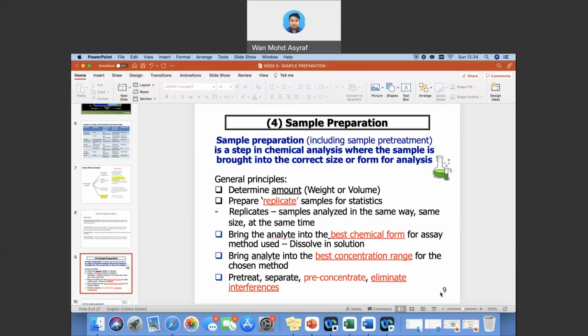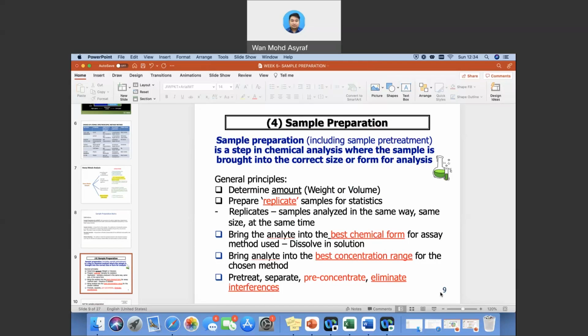Okay, now we are going to look into the sample preparation. Sample preparation, including sample pretreatment, is a step in chemical analysis where the sample is brought into the correct size or form for analysis. Talking about sample preparation, it is not just you preparing your sample for the analysis.